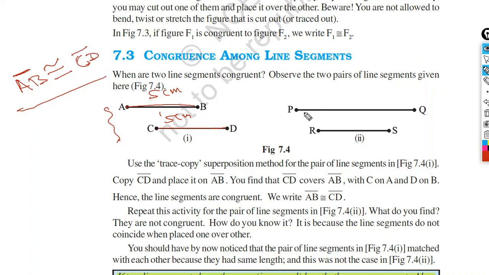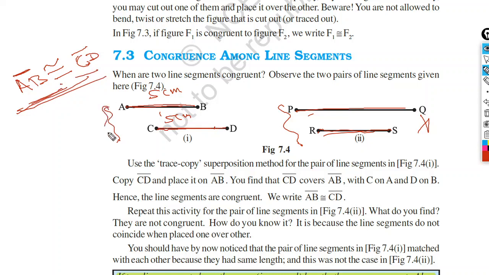Here you can see PQ is a line segment and RS is another line segment. Can we say PQ and RS are congruent? We can't say, they are not congruent. But if the length of AB and length of CD are exactly same, then we can say AB line segment is congruent to CD line segment.